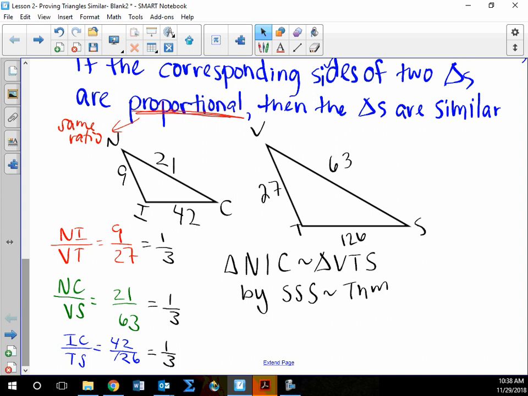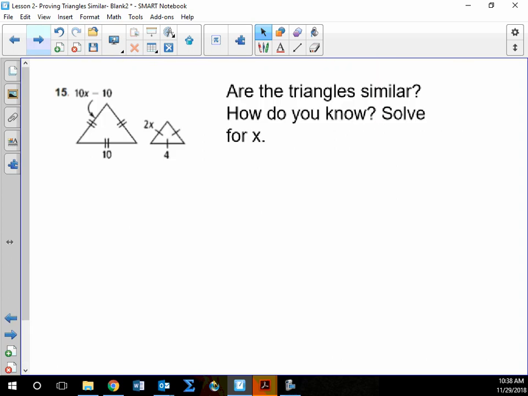Right, so these are our shortcuts. Today, we're just going to do some practice problems with these shortcuts and kind of use these to help us solve for unknown values. So go ahead for this next one, draw the picture here, and we're going to decide, are the triangles similar? How do we know? And solve. Let me zoom in on this for you guys.